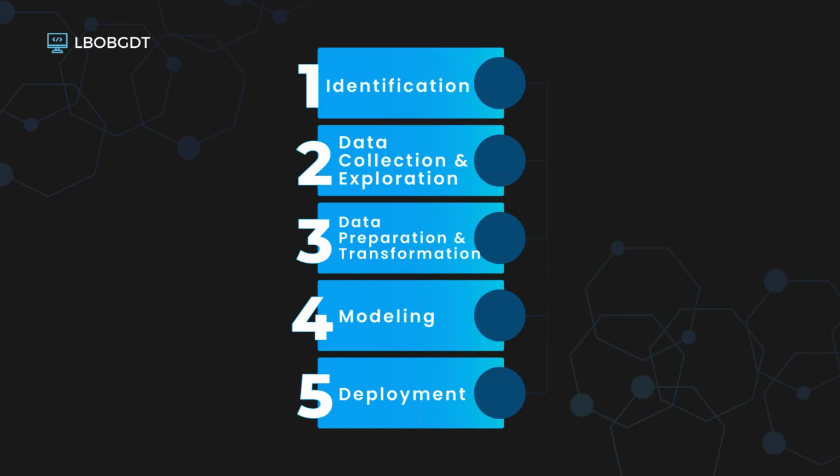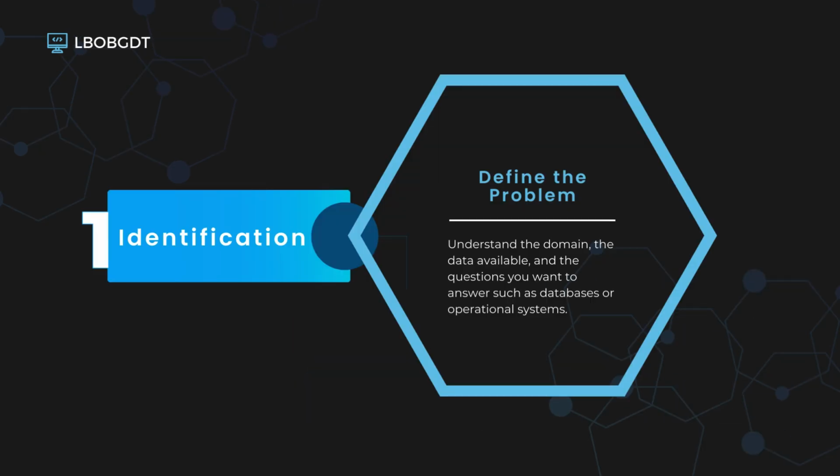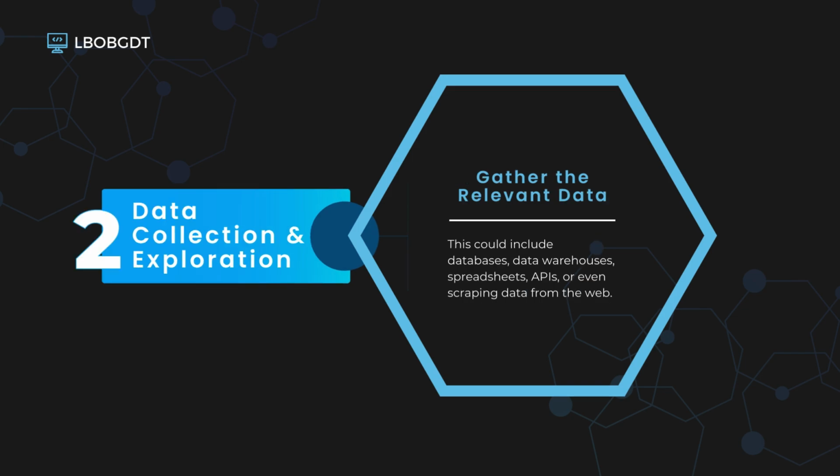Let us now move on to the 5 steps of data mining. The first step is identification. This is where we define the problem we want to solve or the goal we want to achieve through data mining. This is where we understand the domain, the data available, and the questions we want to answer, such as databases and operational systems. The second step is the data collection and exploration.